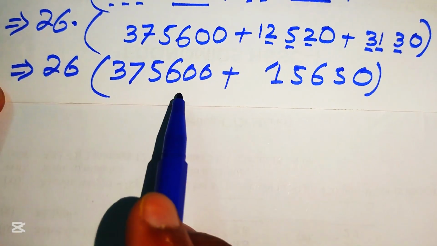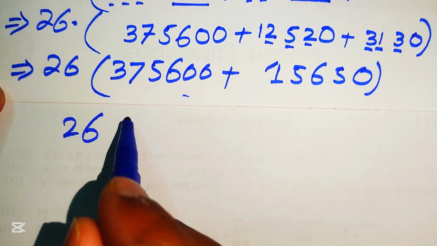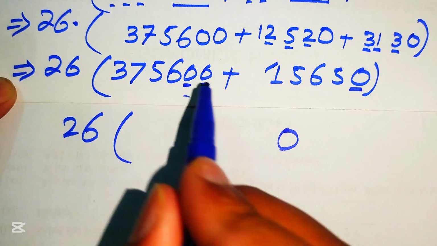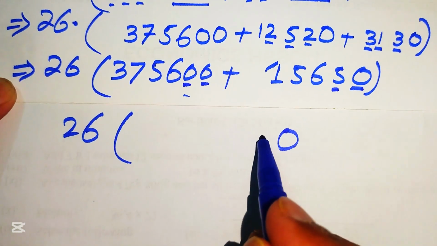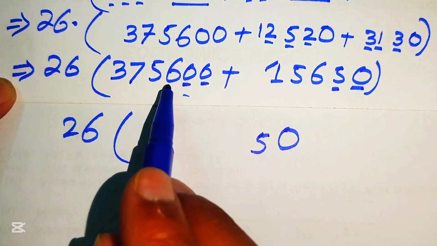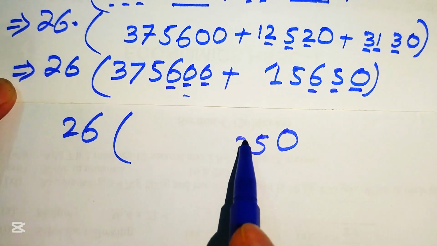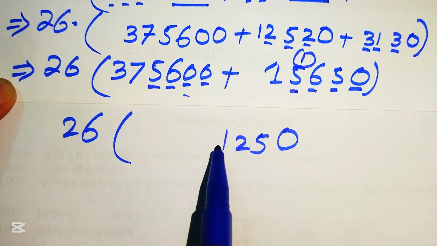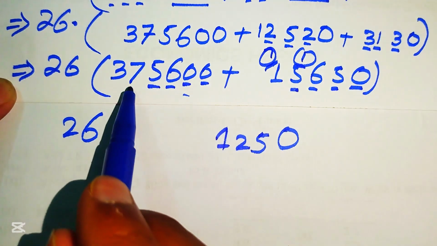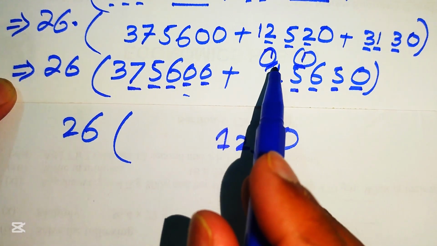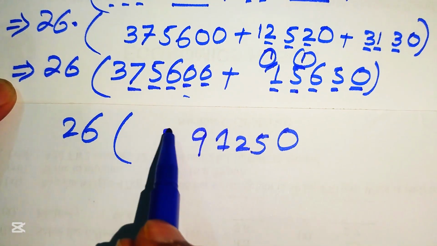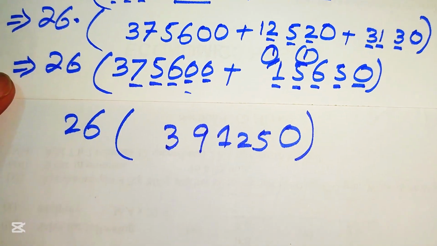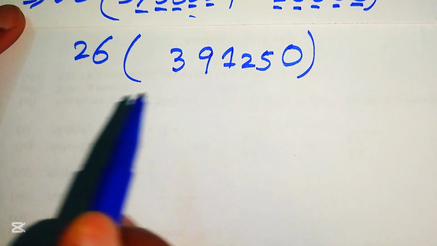And now in the next step we will add these two values. Here we first add this 0 with this 0, we get 0. This 0 plus 5 becomes 5, and this 6 plus 6 becomes 12. We write 2 and carry 1. This 5 plus 5 is 10, 10 plus 1 is 11. We write 1 and carry 1. This 7 plus 1 is 8, 8 plus 1 becomes 9 and this is our 3. So we get 391250. Here we need to multiply this 26 with this number.